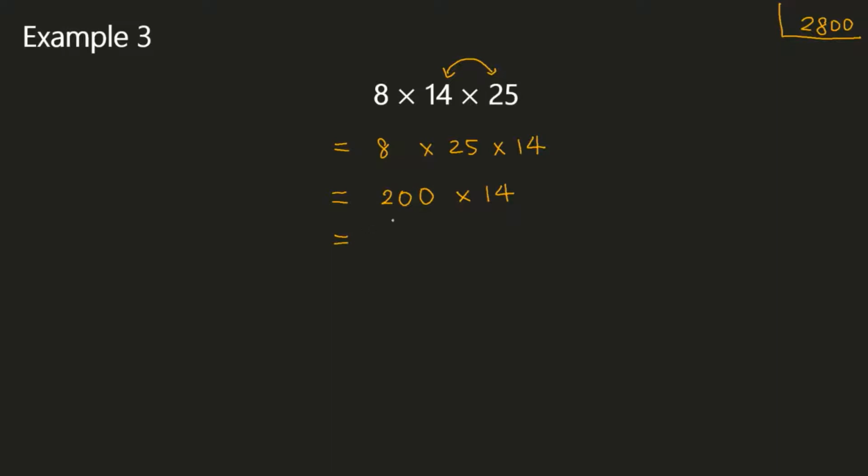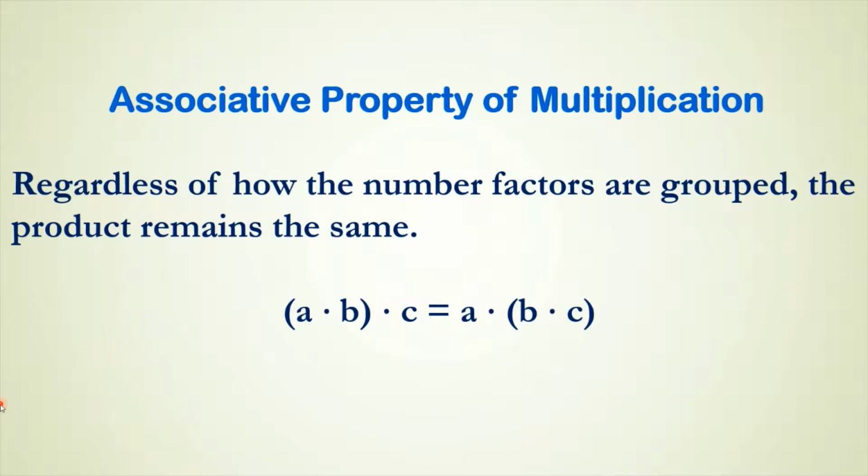Now this calculation becomes much easier to compute, which is 2 times 14 is 28, followed by 2 trailing zeros coming from the 200. Okay? So the final answer is 2,800, which is identical to what we had previously. So we talked about the commutative property. Let's take a look at the associative property of multiplication.